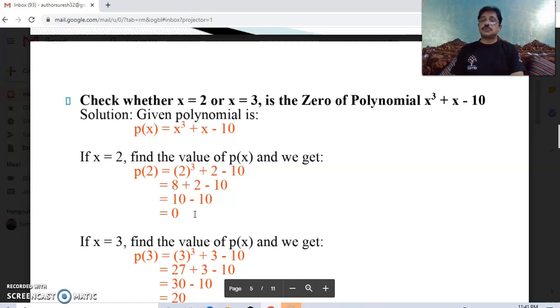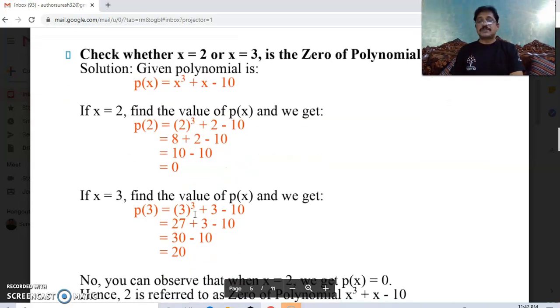Then if x equal to 2, we are going to find the value of p of x. How are we going to find the value? By substituting 2 in place of x. Where the x is there you have to substitute. X cube means it is 2 cube plus x, plus 2, minus 10. 2 cube, as you know, is 8, plus 2 minus 10. 10 minus 10 is 0. Okay. And now substitute 3.